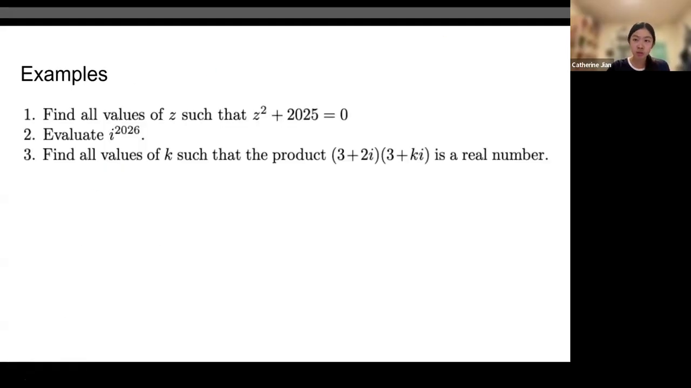Okay, so here are a few example problems you guys can work on. I'll probably give like 5 minutes, and if you solve it, you can directly message me, and then I can tell you if they're right or not.